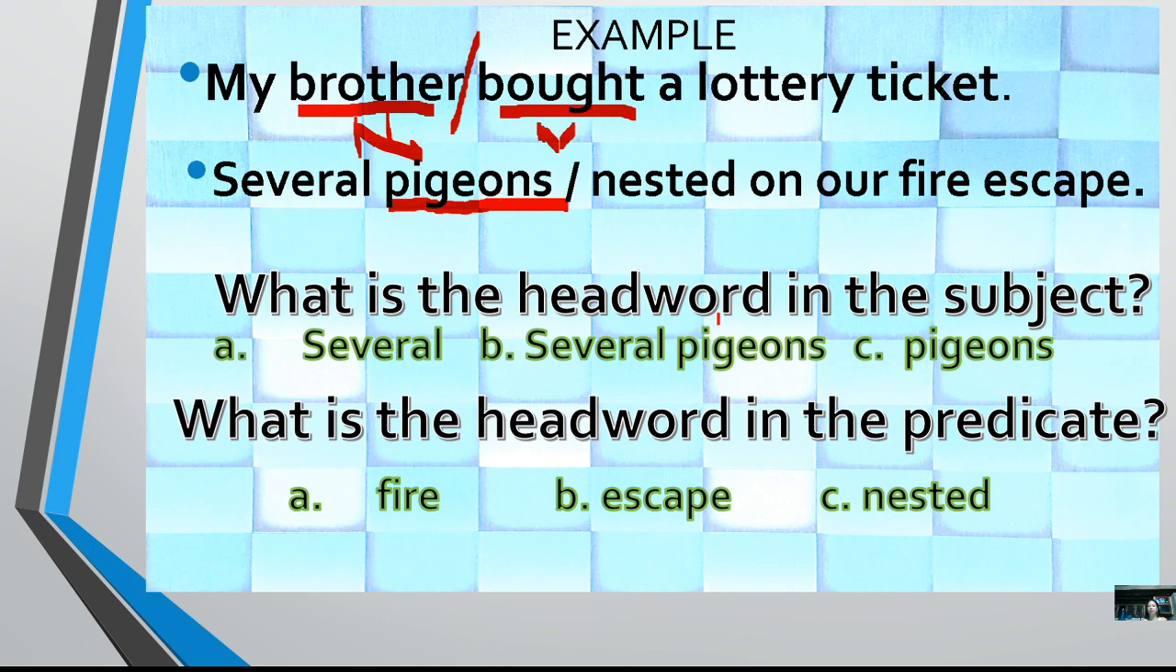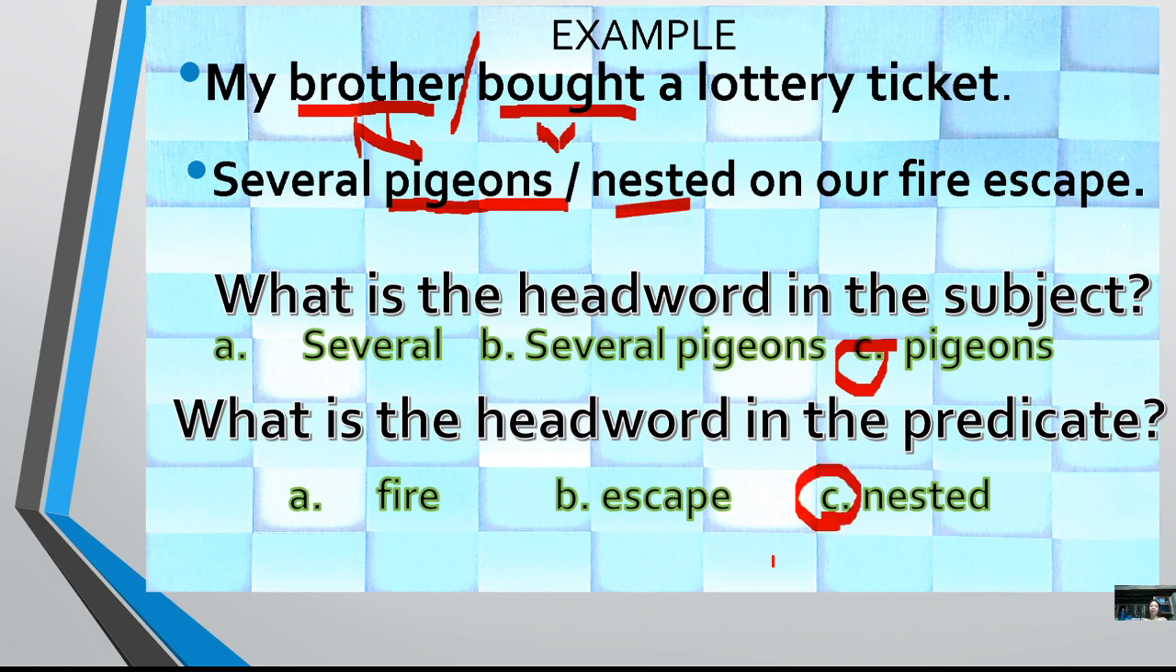So if we are going to answer that, okay, circle this, which is your answer. What is the head word in the predicate? So which among all the words here is the most important word? So of course, it's nested. So the answer for this part is this one, letter C.